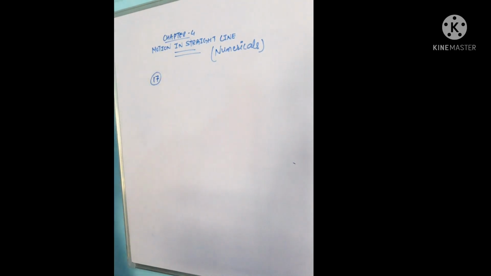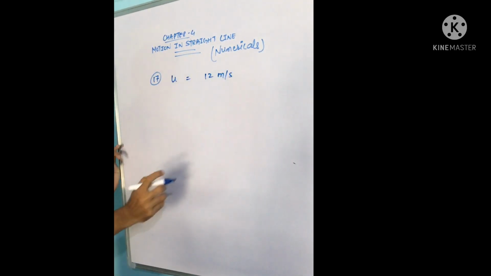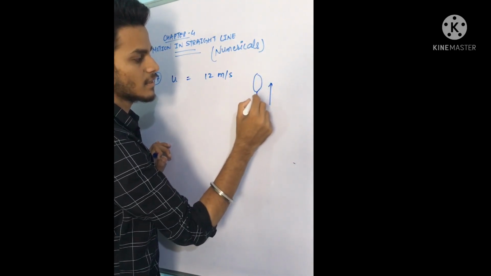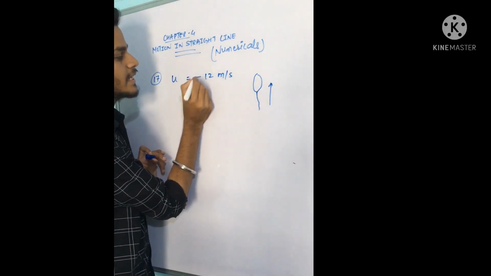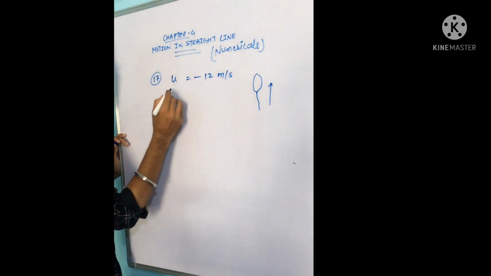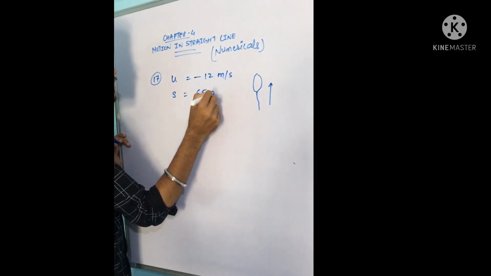A balloon going upwards with a velocity of 12 meter per second. This is the balloon and this is going upwards. Upward means against the gravity. If the direction is upwards, we take it as minus. Now, it is at a height of 65 meter from the earth. Is at a height means what is the displacement here? 65 meter from the earth.